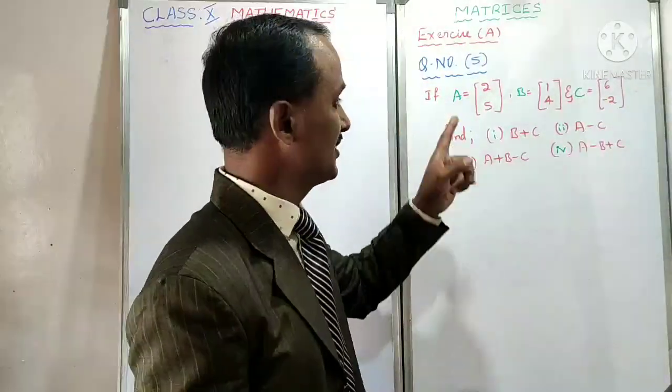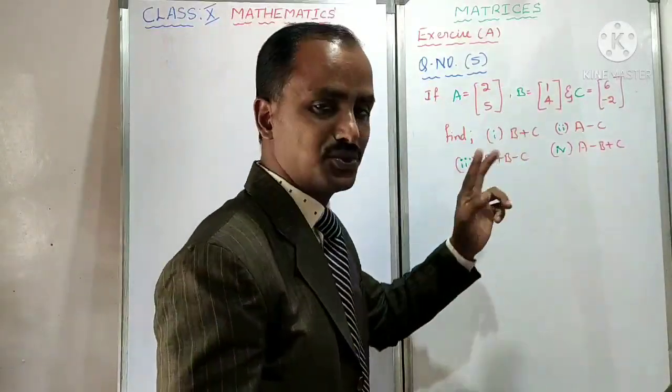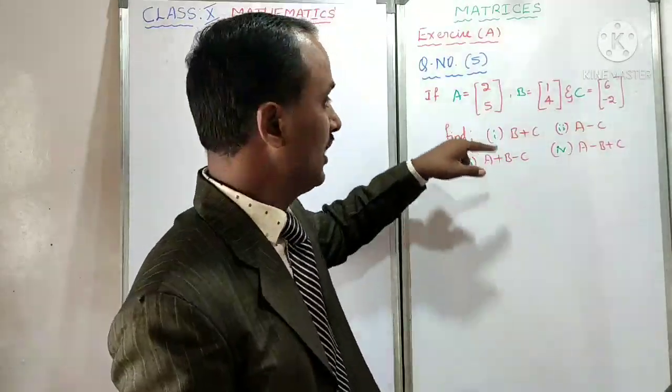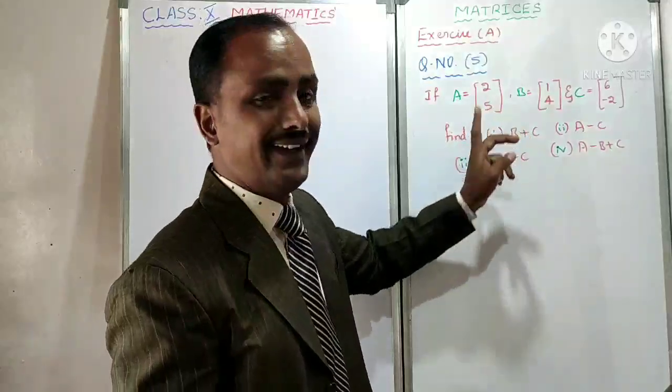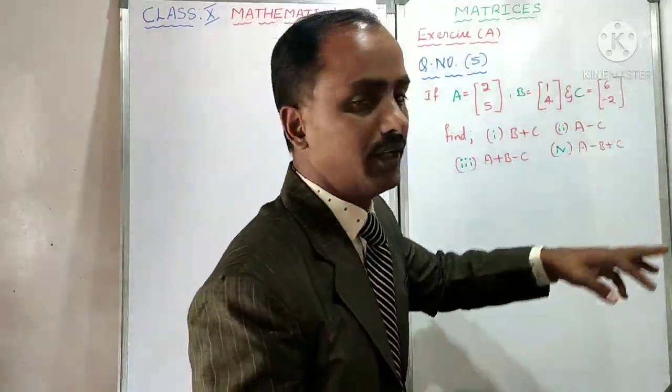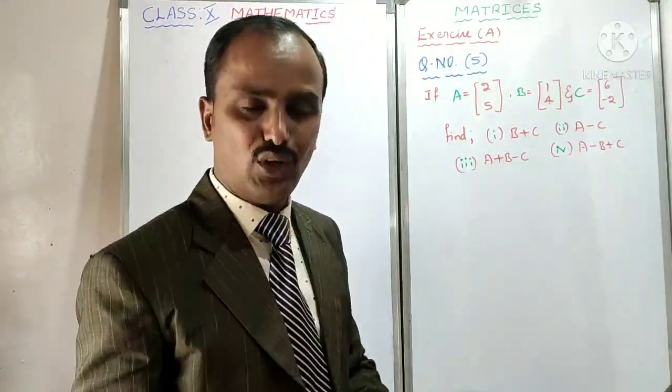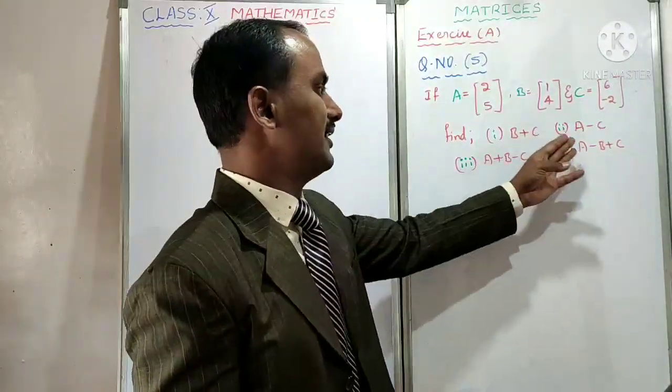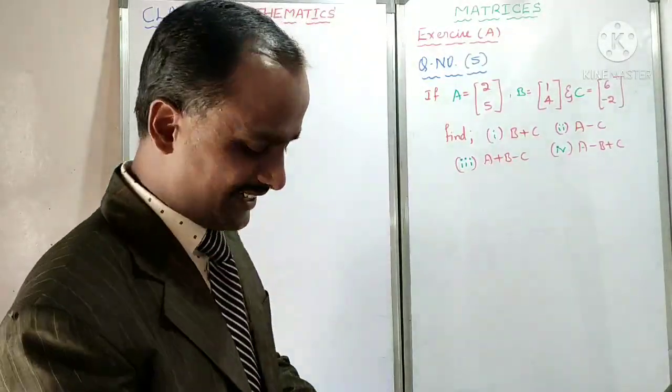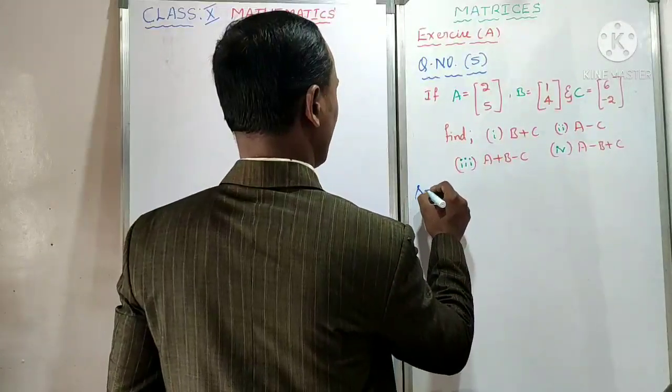First we will find out rows. How many rows? 1 row, 2 rows. 2 rows are there. First row, second row. How many columns? 1 column. 2 by 1, 2 by 1, 2 by 1. These 3 are of equal order. So it is possible to do addition or subtraction. Okay. Shall I continue the solution? Easy, is it? Coming to the solution.